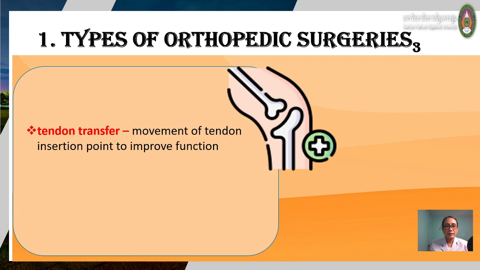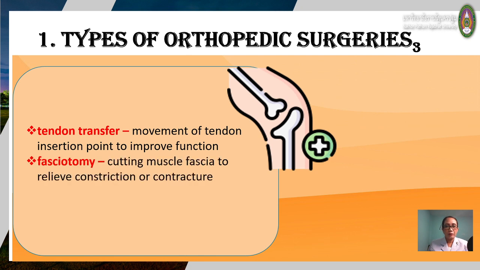The next one here is the tendon transfer. This is the movement of tendon insertion point to improve function. We also have fasciotomy. This is the cutting of the muscle fascia to relieve constriction or contraction. Amputation. This is removal of a body part, usually in the legs or in the hands, in the limbs of the patient.